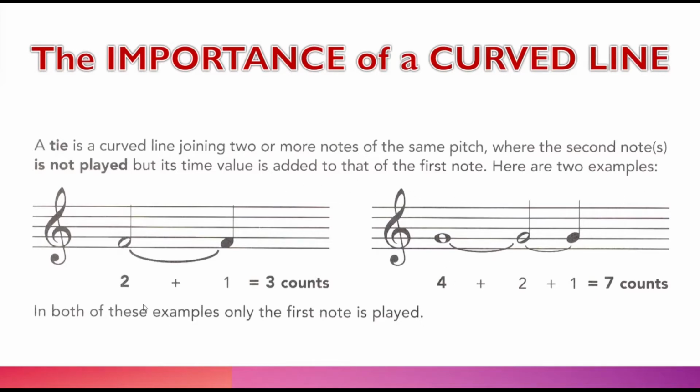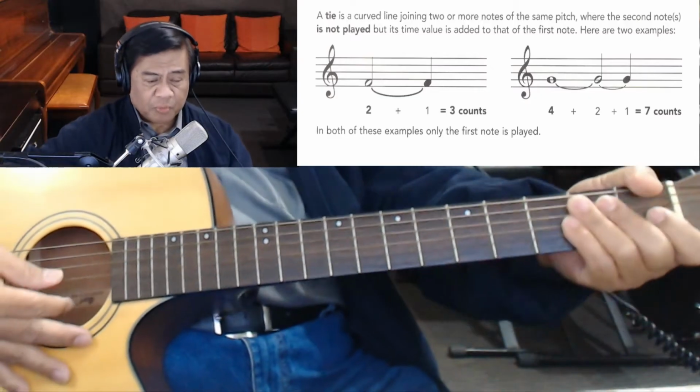So what does it mean? You only play this note here, but then you let the string of the guitar, the sound of the guitar, ring for another one beat. So this is 1, 2, and then 3 here, plus 1. And then here is 7 counts, but you only play it once here. So 1, 2, 3, 4, 5, 6, 7. So we're going to demonstrate it right here.